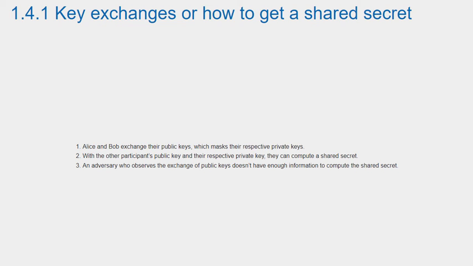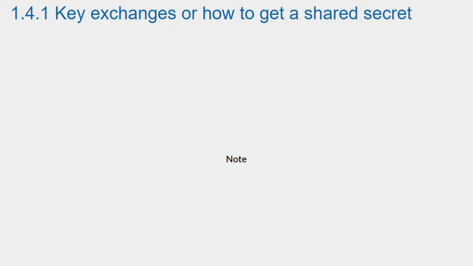To recap, 1. Alice and Bob exchange their public keys, which masks their respective private keys. 2. With the other participant's public key and their respective private key, they can compute a shared secret. 3. An adversary who observes the exchange of public keys doesn't have enough information to compute the shared secret.